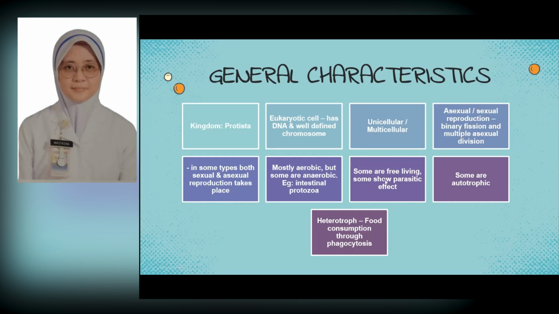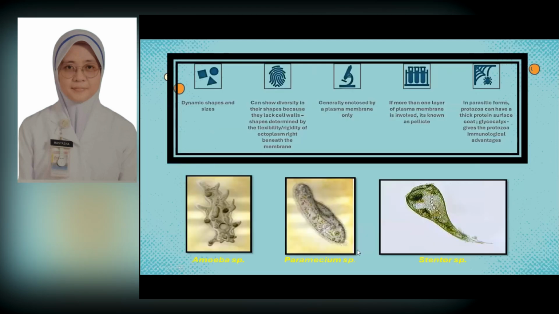Some protozoa are free-living, and some show parasitic effects. There are also some autotrophs. Protozoa are also heterotrophs, where they consume food through phagocytosis.